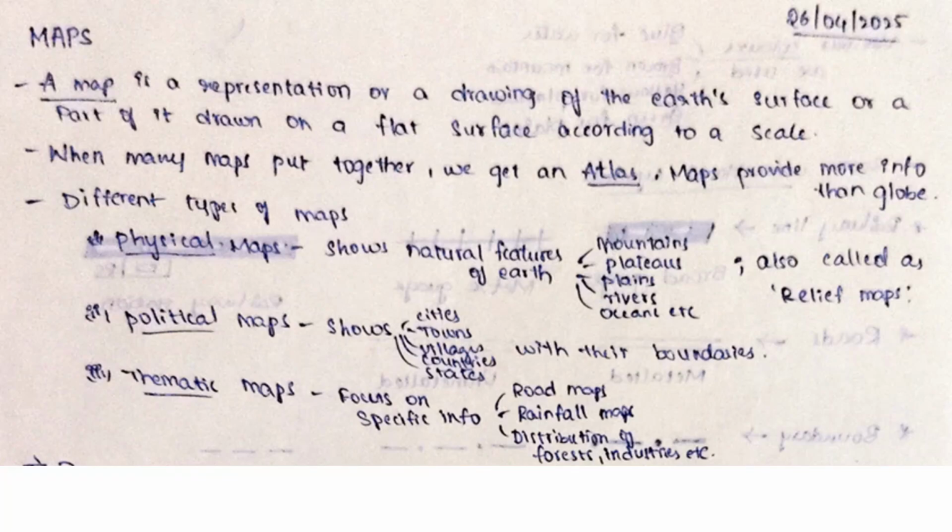Welcome to NCERT for UPSC. Today we are going to discuss the chapter Maps, the fourth chapter of NCERT Geography Class 6. This is a very simple and short chapter and very easy to understand.